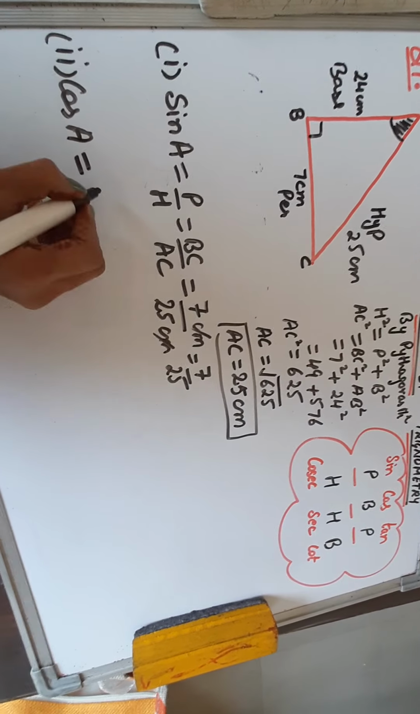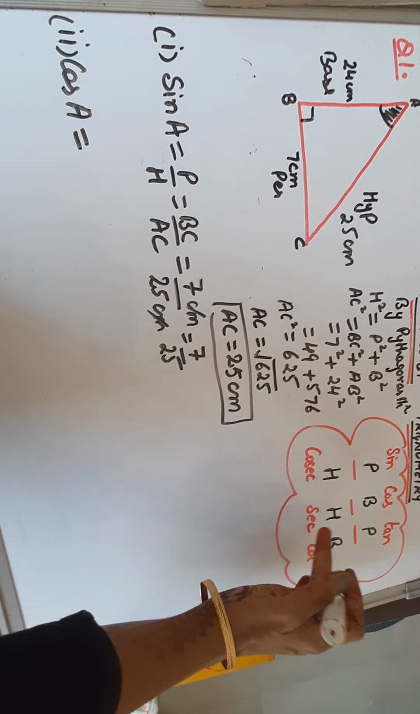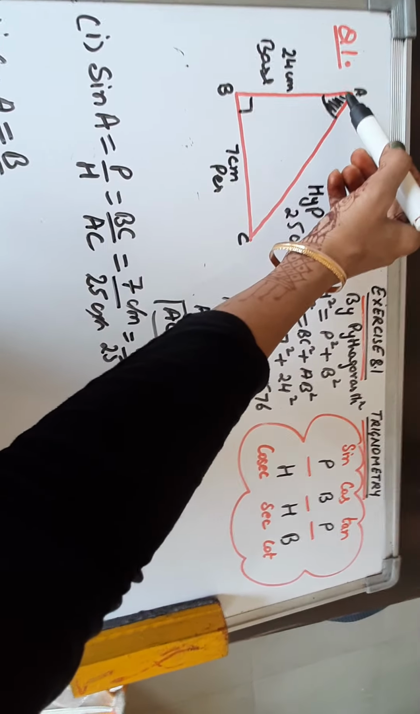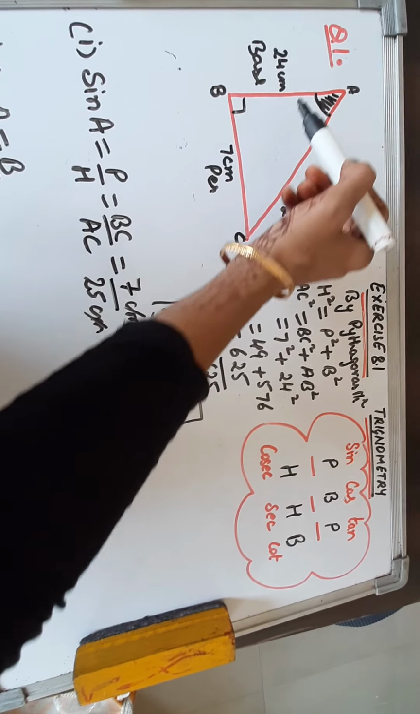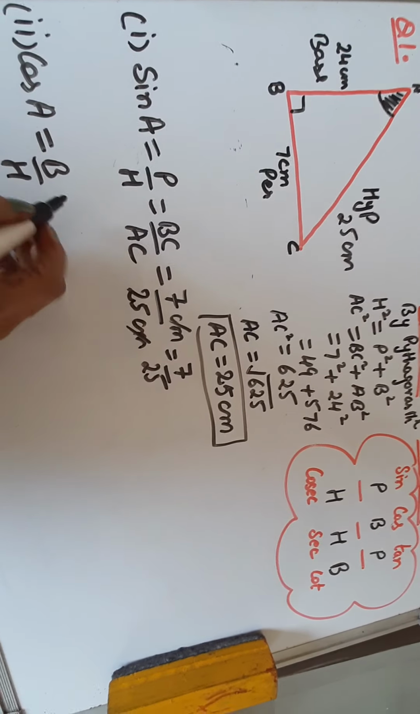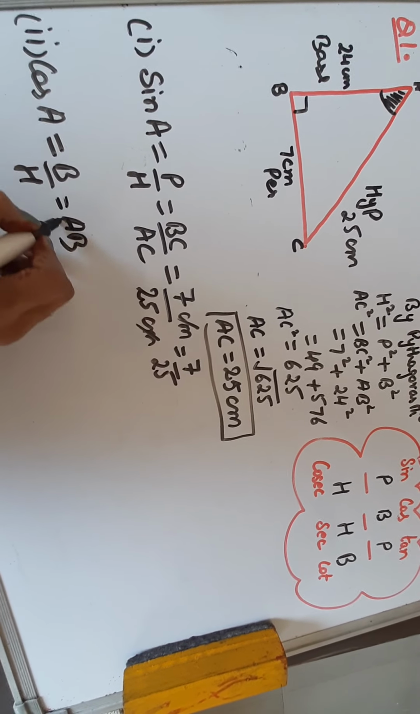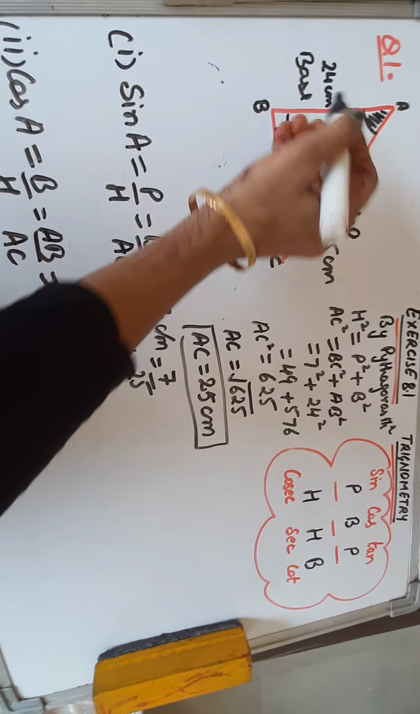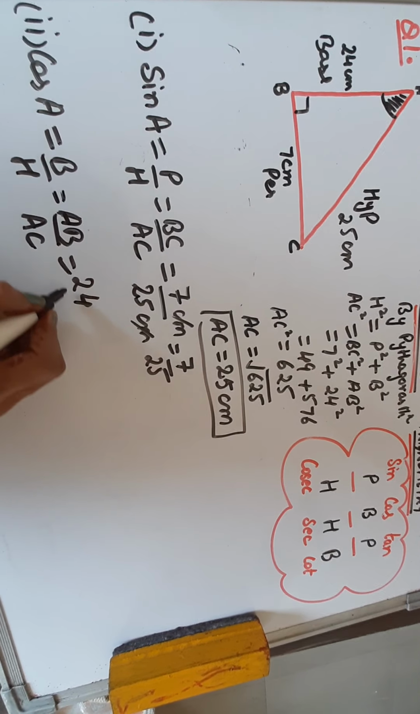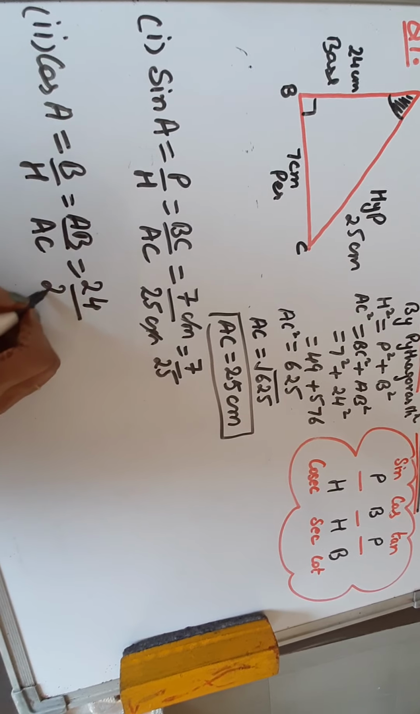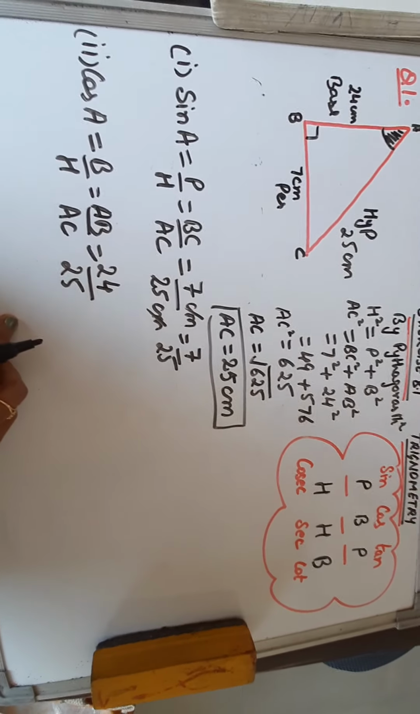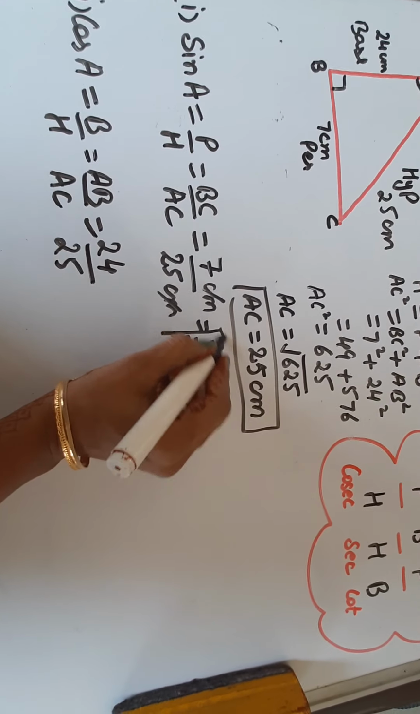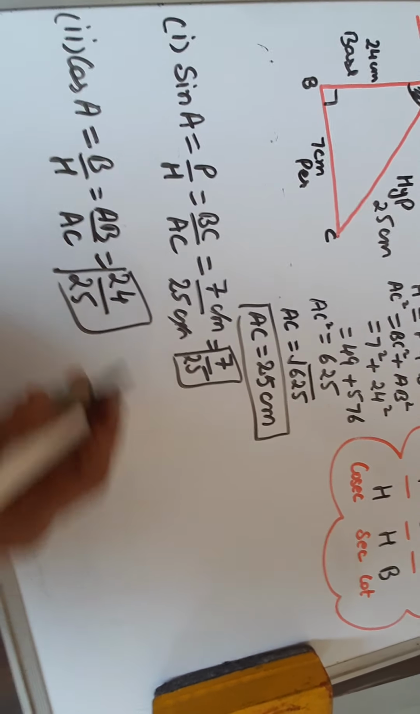Now second is cos A. So cos A is base upon hypotenuse. So again A angle is there, opposite to A angle is perpendicular, this is base, AB upon hypotenuse AC. So AB length is given to us, 24 centimeter, divided by hypotenuse 25. Centimeter will cancel out with centimeter, so this will be the answer. This will be the answer of these two ratios.